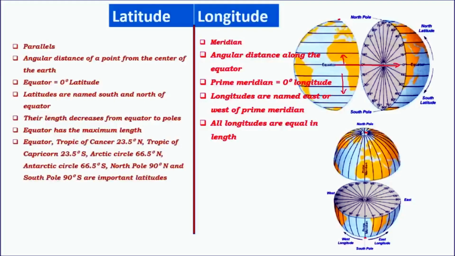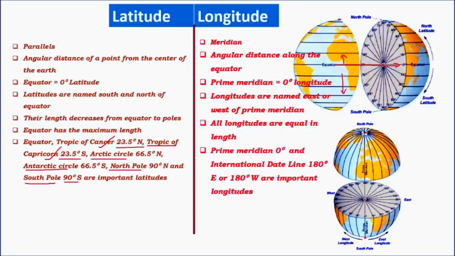And the important latitudes are Tropic of Cancer, which is 23.5 degree north. Somewhere here, 23.5 degree north. It runs through India. It cuts India into nearly 2 equal halves. And the other one is Tropic of Capricorn, which is 23.5 degree south latitude. Other ones are Arctic Circle and Antarctic Circle, which are respectively 66.5 degree north and south latitudes. And the North Pole and South Pole, which are the extreme ends of latitudes, that is, they are the point latitudes.